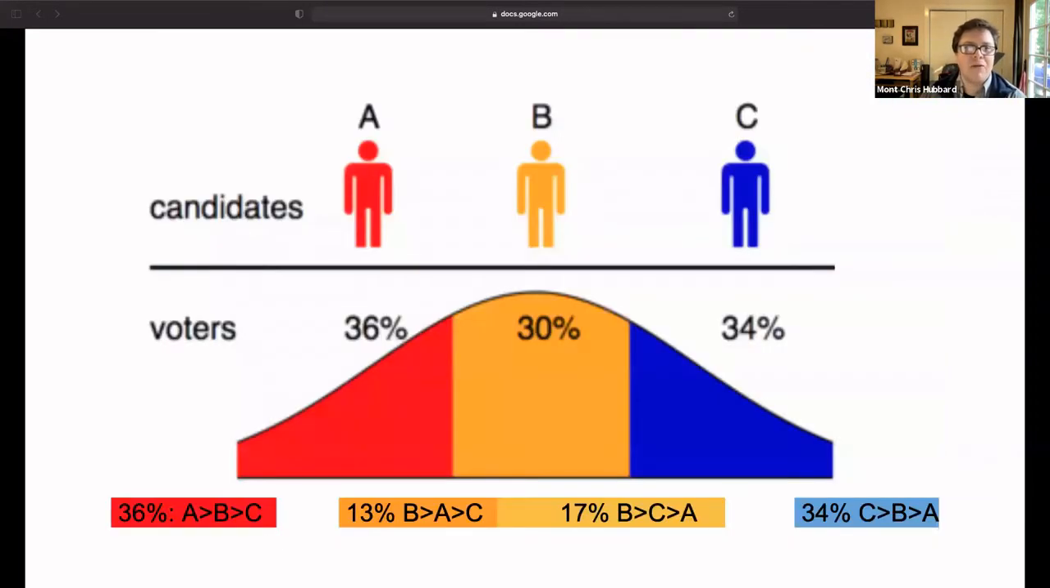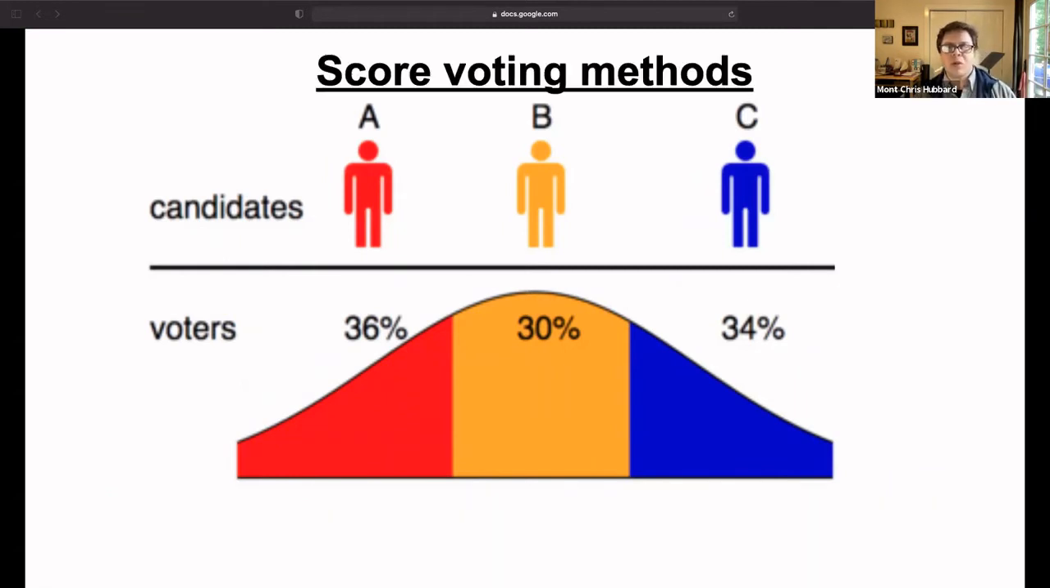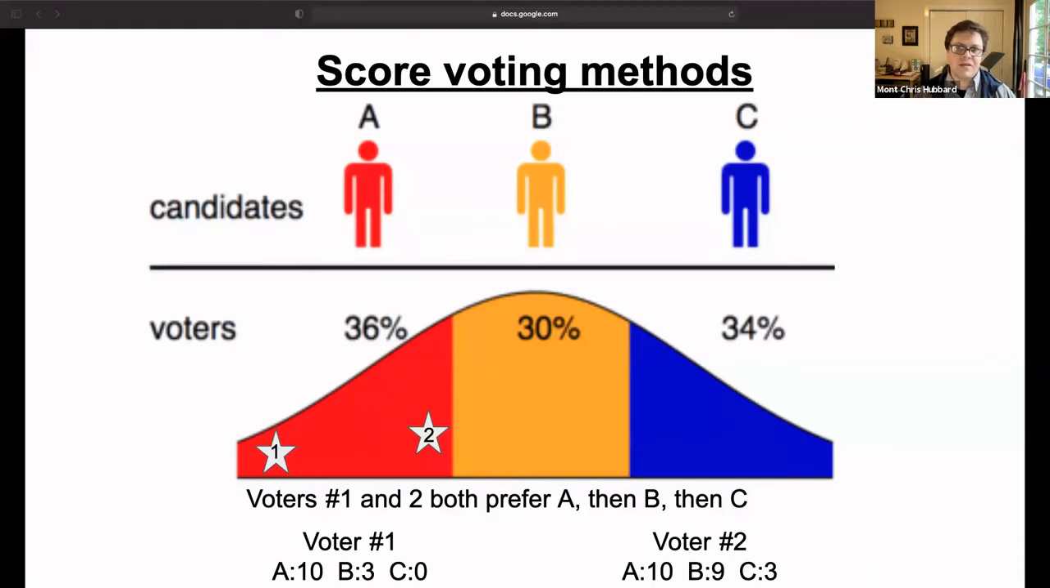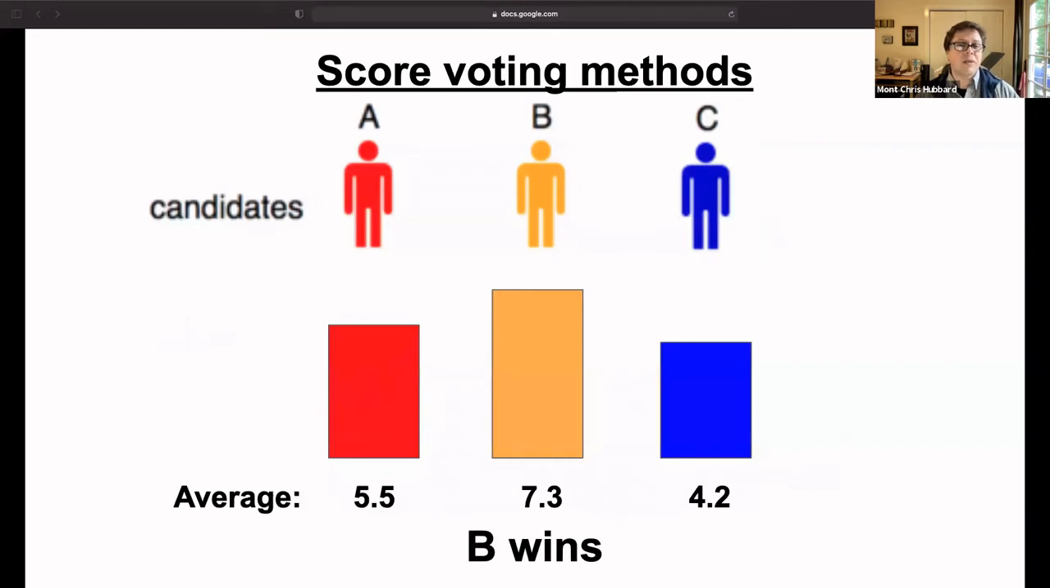I want to go back now for a second to the types of voting methods. We looked at this election and how it might behave under a couple of ranked methods. What does this election look like with a score method? The main difference with score methods is that they allow voters to express more nuanced opinions. So these two voters, numbers 1 and 2, both prefer A, then B, then C. But voter number 1 really likes A, only barely likes B, and hates C. And voter number 2 likes A and B almost equally, but barely prefers A. So under a score method, all the voter scores would be tallied, and then the candidate with the highest score would win.